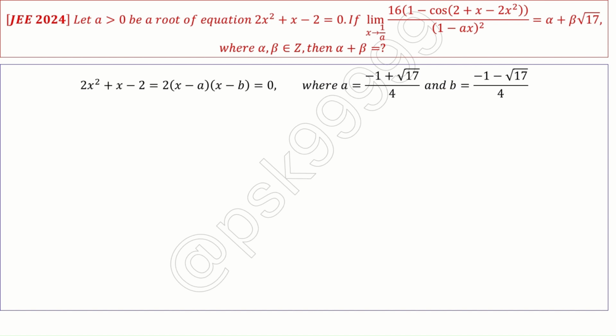I can write it as 2 times x minus a into x minus b. Let's say a and b are roots of this one. So I can find out what my a and b are from the quadratic formula. Okay, this is my a and b. Just note it down, and only substitute it in the end, so that you will not have any confusion.